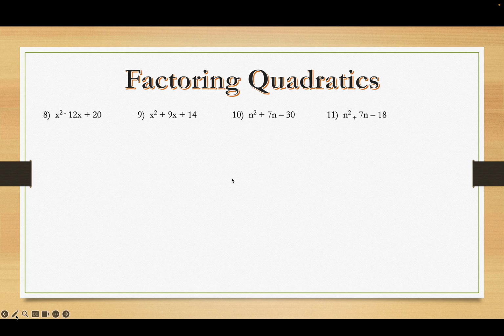Okay, so for the first one, if we use the AM technique, you've got to multiply out to 20, add up to negative 12. What two numbers multiply out to 20, add up to negative 12? Well, it's negative 2 and negative 10. So that makes our factors x minus 2 and x minus 10.